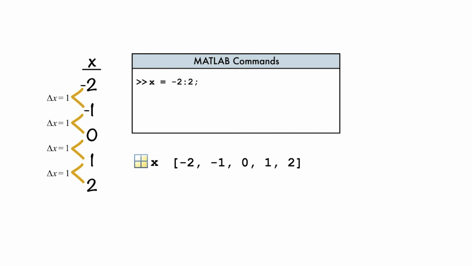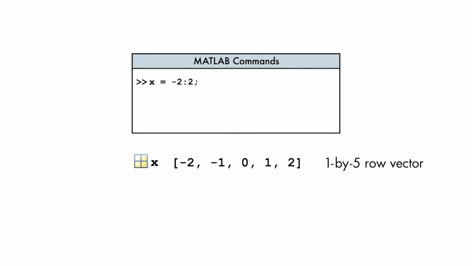Now there's one last thing to be aware of. Perhaps you've already noticed that x is a row vector. What if our application calls for a column vector? No problem. 2 small changes will fix this.